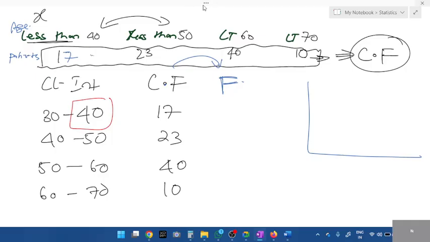No, for less than, whenever less than is given, what are these values? Cumulative frequency. Except less than, if other things are given, continuous, discontinuous, then these values will be frequency, right? For an ogive graph, what is required? Frequency or cumulative frequency? For an ogive graph, what is required?